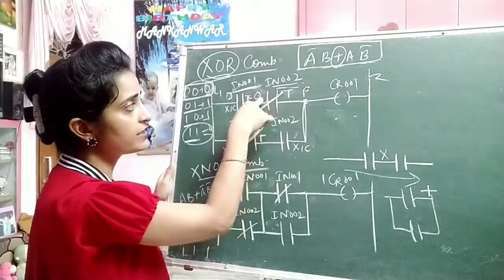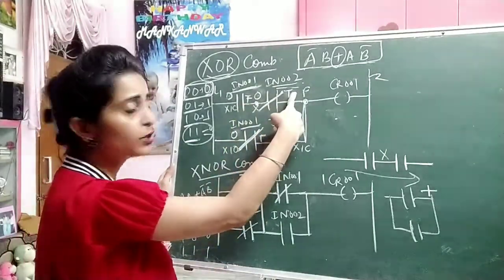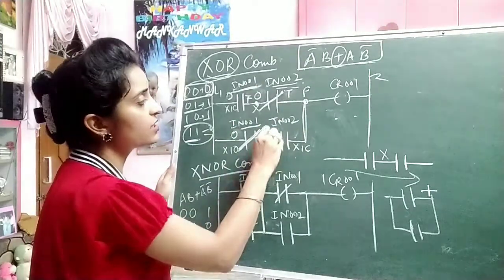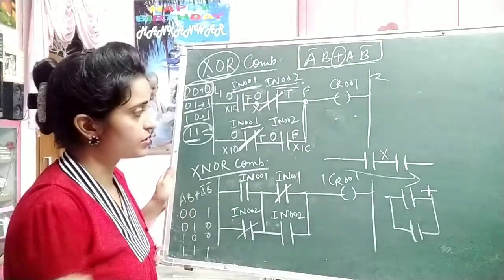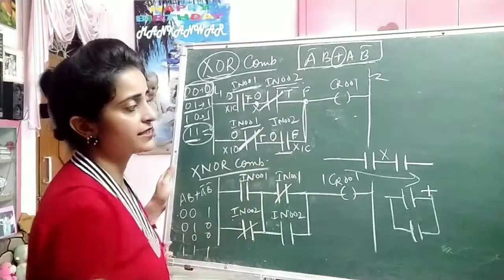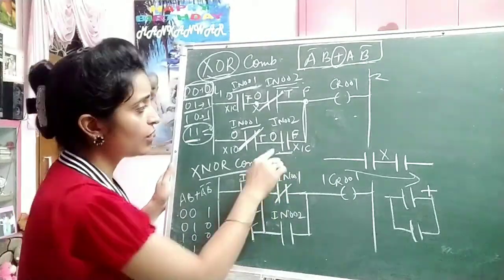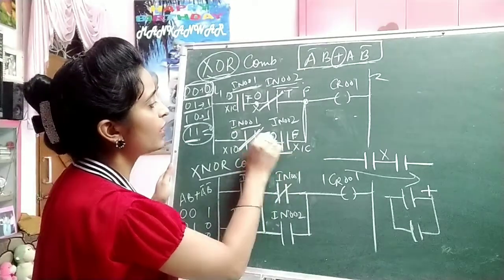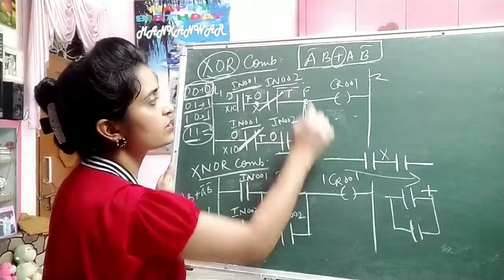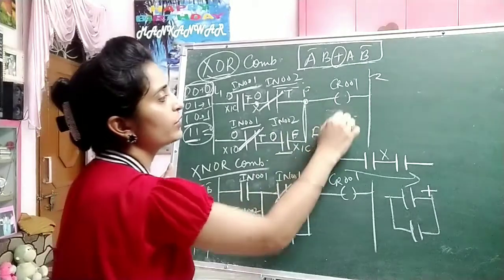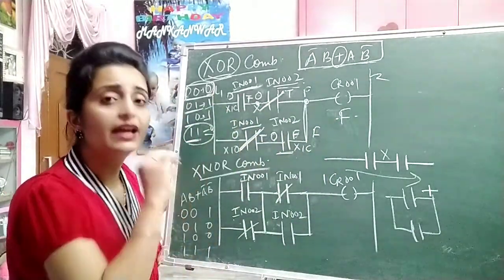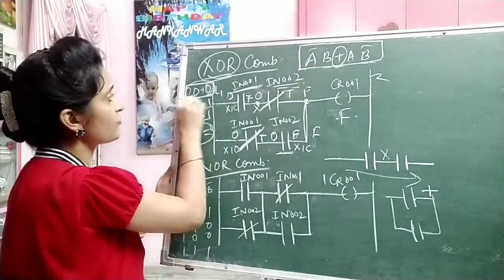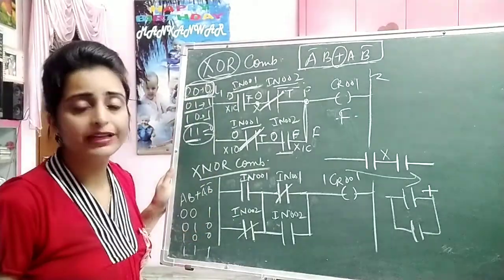If it is getting 0 here, the output will be true. Similarly, if it is getting 0 here, the output will be false, because this is an XIC switch, right? So the output will be false. So here the output is true, and here the output is false. True AND false is false. So it will give you false. That means the output will be de-energized. So in case of 0 0, the output will be de-energized.